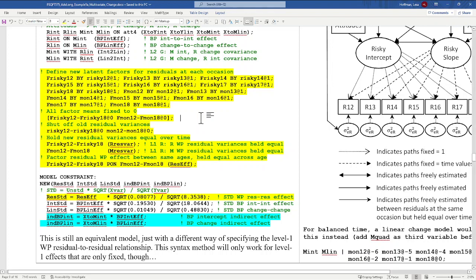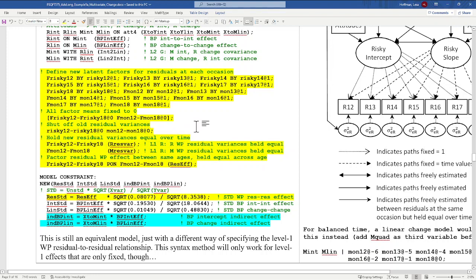So the first thing that I'm doing is taking the residual variances for all of my indicators, so from ages 12 to 18 for each variable, and I am moving them to brand new latent variables that each start with an F. So this is a measurement model that says make me a latent variable as indicated by risky12, fix its factor loading to 1, and then down here I am shutting off all of the corresponding old residual variances and estimating them in the new latent variables and holding them constant.